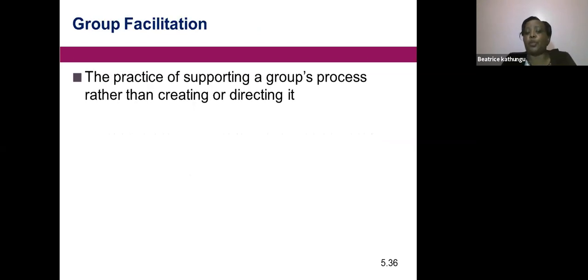Now, therefore, what should you do as a group facilitator? We want to note that group facilitation is a practice of supporting, and I want you to mark that word. You support a group's process rather than create or direct it. So we must keep in mind, in fact, I always say this, as we start our groups, let us work with this at the back of our mind, that we would like one day this group to run itself.